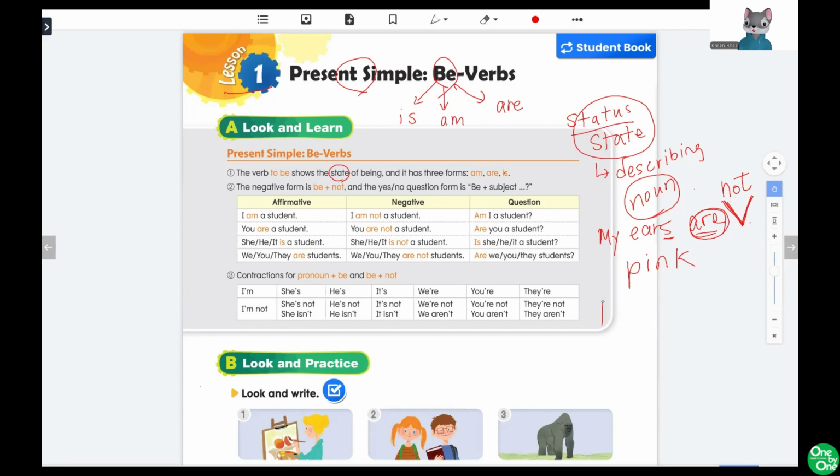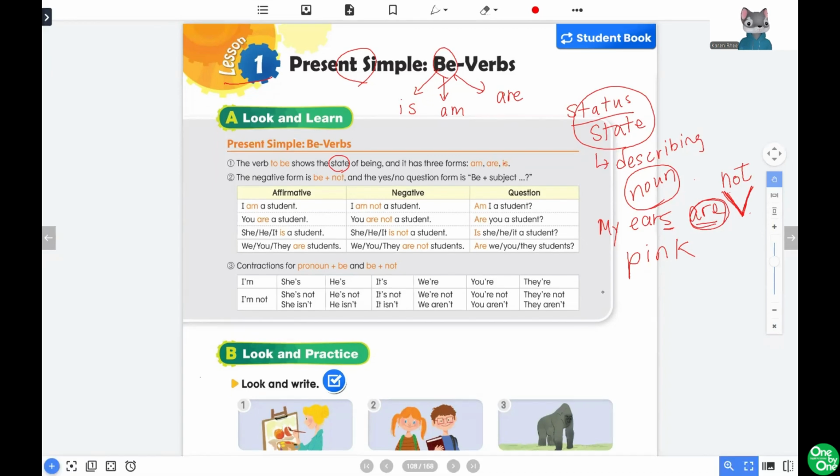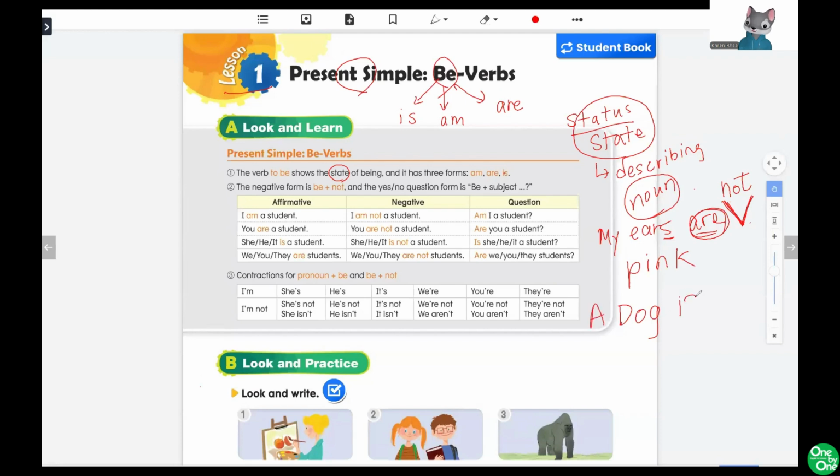So for example, if I see a dog over here, a dog is cute. Now, let's say I hated the dog because dogs are not cute for me. Then instead of a dog is cute, just right after the be verb, we need to use the word not to make it the negative form, okay?